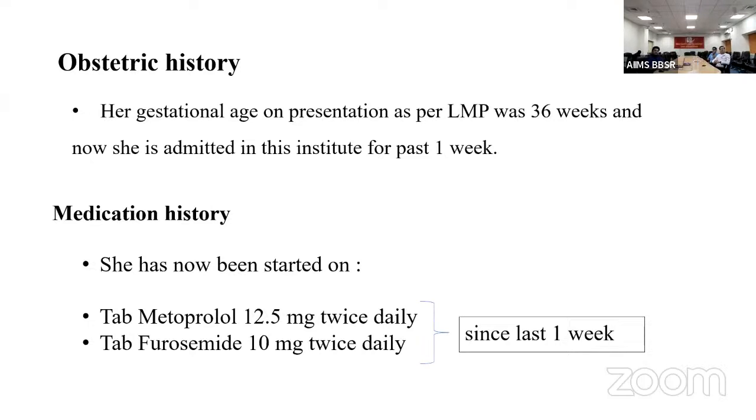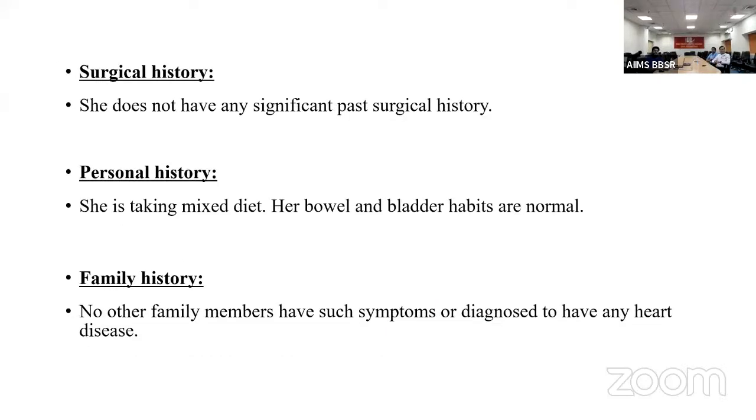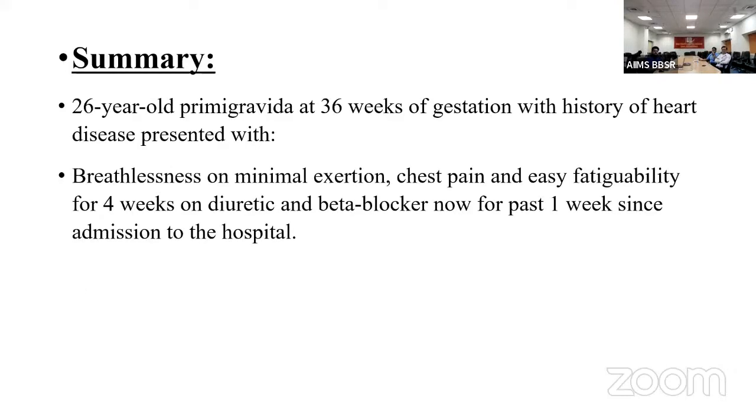Obstetric history. Her gestational age on presentation as per last menstrual period was 36 weeks, and now she is admitted in this institute for past 1 week. Medication history. She has now been started on tablet metoprolol 12.5 mg twice daily and tablet furosemide 10 mg twice daily since last 1 week. Surgical history. She doesn't have any significant past surgical history. Personal history. She is taking mixed diet. Her bowel and bladder habits are normal. Family history. No other family members have such symptoms or diagnosed to have any heart disease.